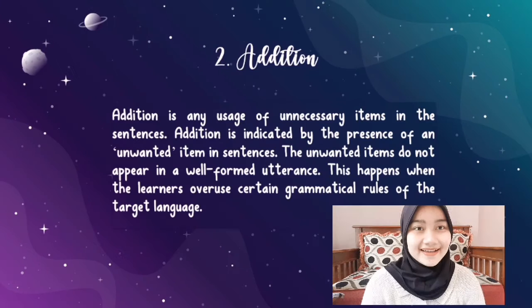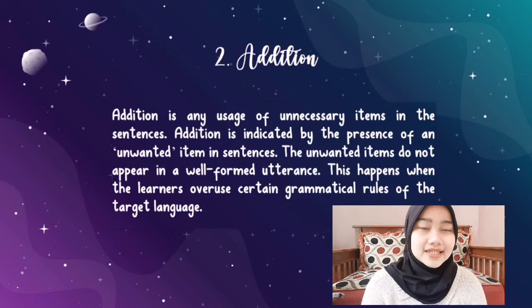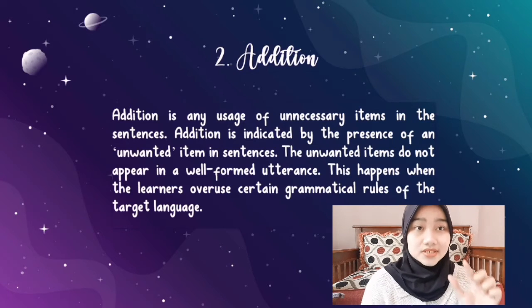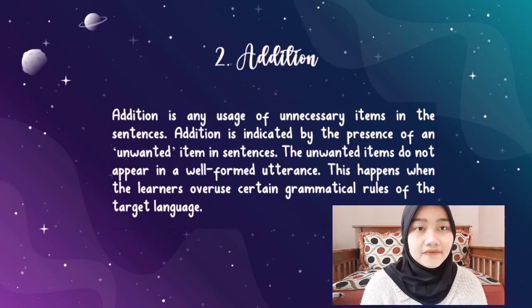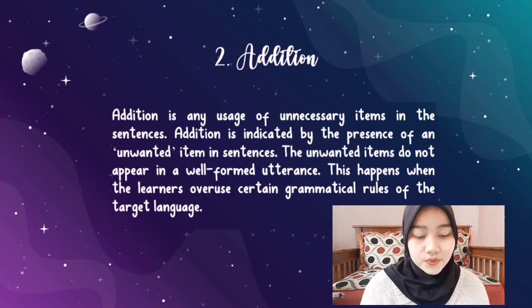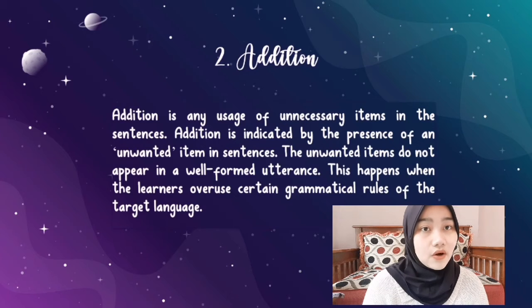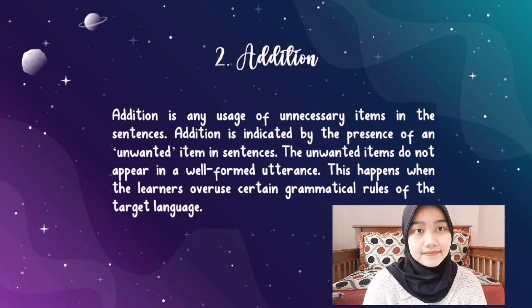And the next material is one of the types of errors, addition. Addition is any usage of unnecessary items in the sentence. Addition is indicated by the presence of unwanted items in sentences. The unwanted items do not appear in a well-formed utterance. This happens when the learner overuses certain grammatical rules of the target language.